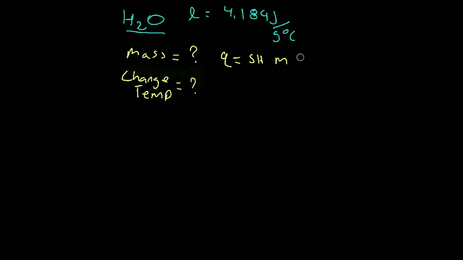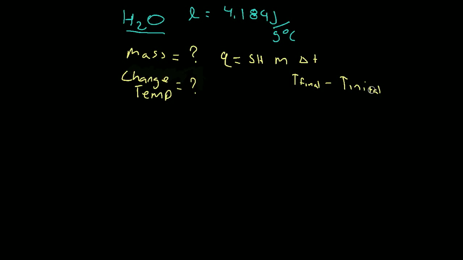Well, that's represented by the symbol called delta and a T for temperature. Delta just means change or difference, and T stands for temperature. Now, the delta T, or the change in temperature, is always going to be your final temperature, or T final, minus your T initial, or your initial starting temperature.